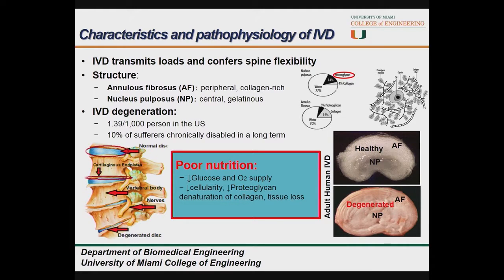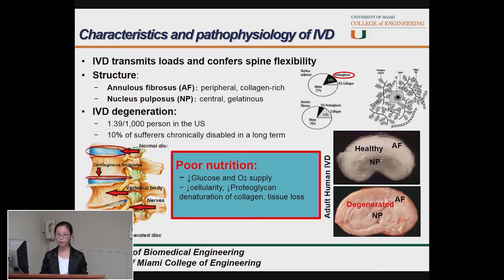IVD is avascular. Because of that, it can only get nutrition from the periphery and the top and bottom endplate areas from the blood vessels. They mainly use glycolysis as their major energy source. IVD degeneration is characterized by the loss of NP cells in the center and their ability to produce proteoglycan, and the subsequent loss of hydration and tissue height lead to the stiffness of the IVD.